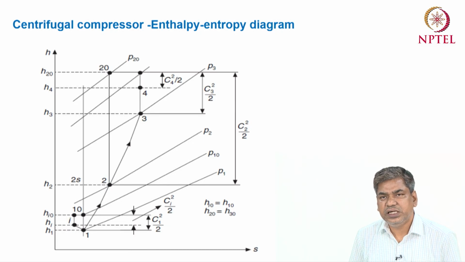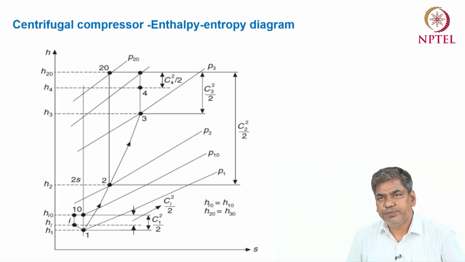The outlet condition is point 2. At point 2, enthalpy is H2, and we get a very high velocity C2. So C2 square by 2 is the kinetic energy gained in the process 1 to 2. At point 2, the total enthalpy is H20, which is equal to H2 plus the kinetic energy at this point. Then after that, 2 to 3 is the process inside the diffuser of the compressor.